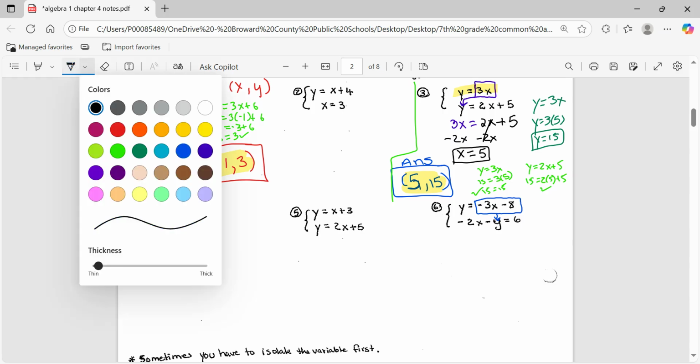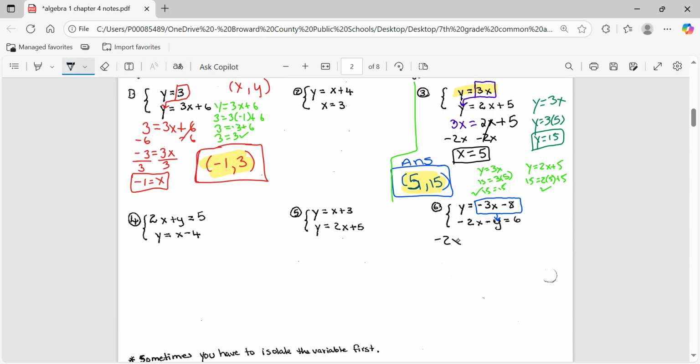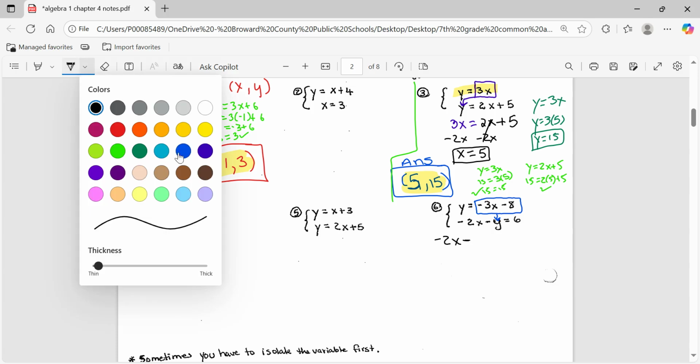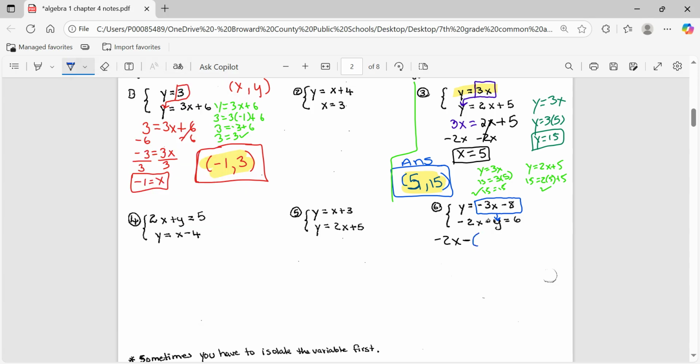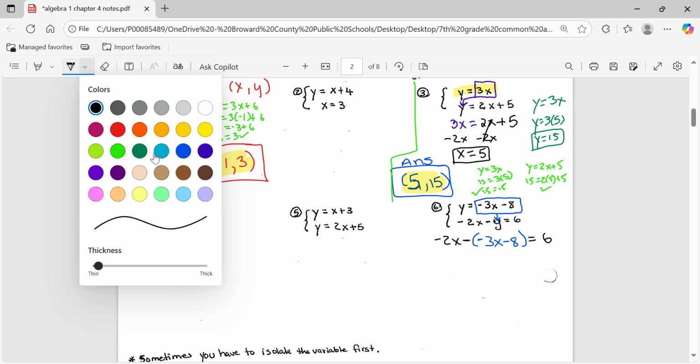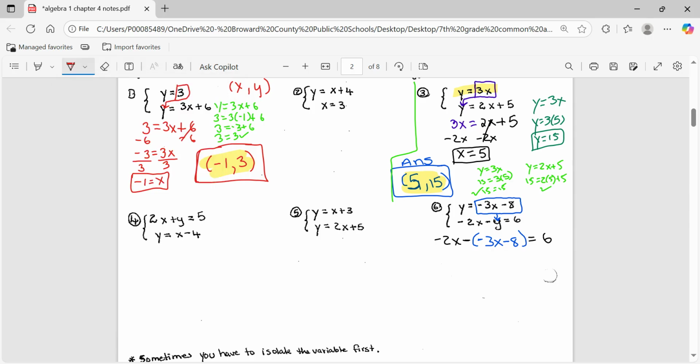So that my next step, I would have negative 2x minus y, which is negative 3x minus 8. And that is equal to 6. Go ahead and pause and kind of see what happened if you need to. But once I have set up my equation, now I'm going to solve like I would any other day when I'm solving an equation. So I see a parentheses, I simplify the left, I simplify the right, and I move across the equal sign.